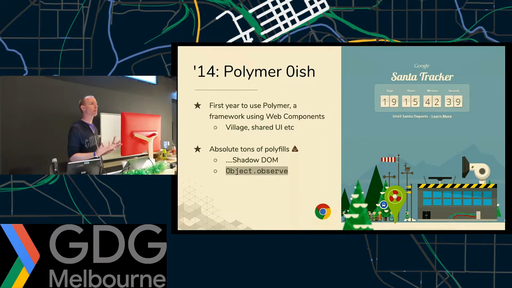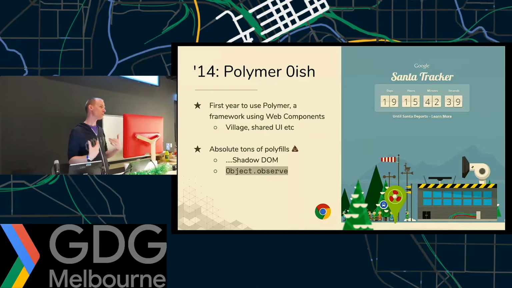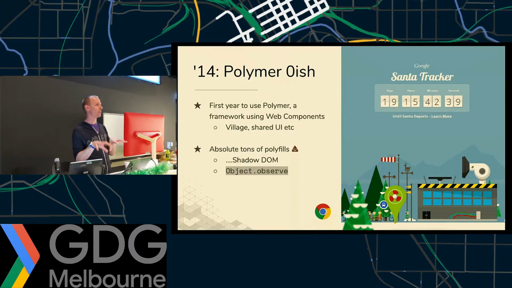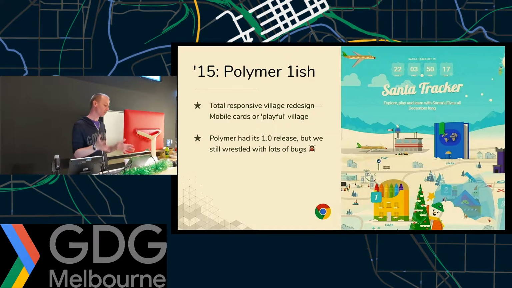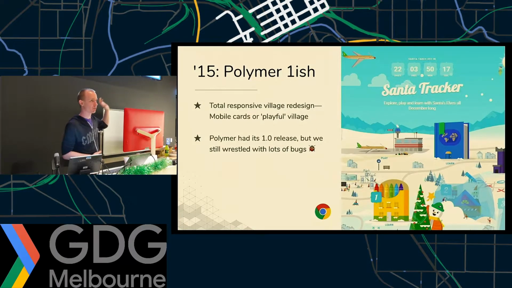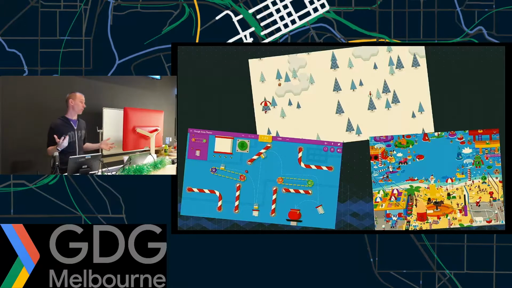And so what happened at the time was we needed tons of polyfills. To really use Santa Tracker effectively, you're loading tons of code in most browsers, not in Chrome, but everywhere else, because Chrome is driving forward, building these features, and we have to kind of hack them into other places, which is not really ideal. As we go along, Polymer 1 came out in 2015. It was fine, still had some bugs. This is where the current implementation of Santa Tracker sort of comes from, this kind of playful village that you see here. In the next few years, we wrote a bunch of games.